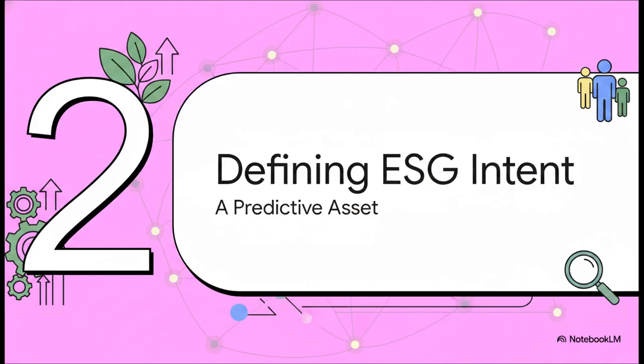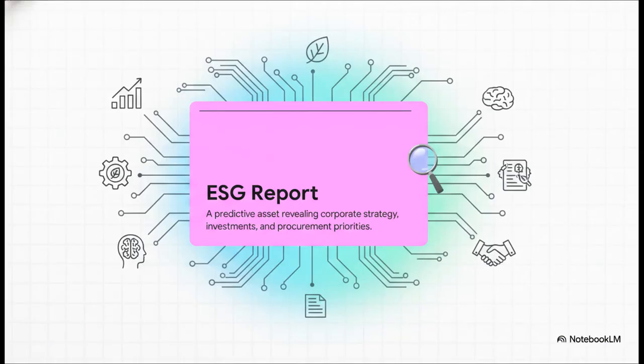Moving to Section 2, defining ESG strategic intent. So let's establish the core paradigm shift to this whole explainer. What exactly does an ESG report represent to a trained analyst? Well, it is definitely not a fluffy PR brochure. As this definition lays out, an ESG report is a predictive market intelligence asset, revealing future corporate strategy, investments, workforce transformation, and procurement priorities.